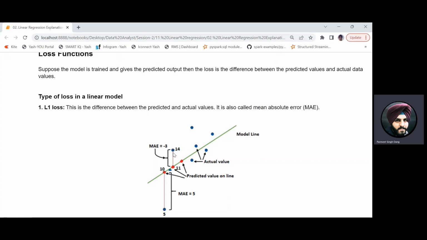Okay, so the difference between the actual and the predicted is known as the mean absolute error. So here we are getting -3 as the mean absolute error. So we are predicting 3 less than the actual value. Let us take another example: the actual value is 5 here and the predicted is 10. If I take the difference between the actual and predicted, the error would be 5. So here we have a positive 5, which means we are predicting 5 more than the actual value.